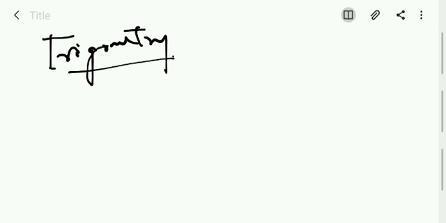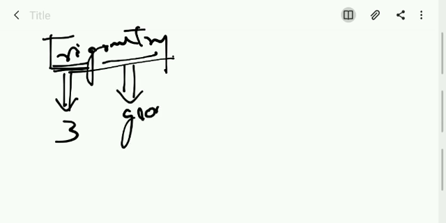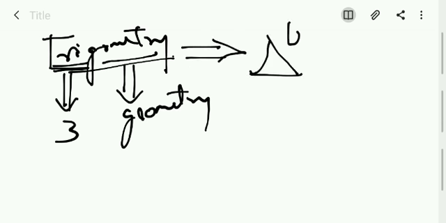If you just see here, "trig" is nothing but 3, and trigonometry is nothing but geometry. So anything which is a three-sided figure, we call it trigonometry. But a three-sided figure, we know that it's a triangle, right? But in the trigonometry part, we will be discussing exclusively about a right angle triangle.